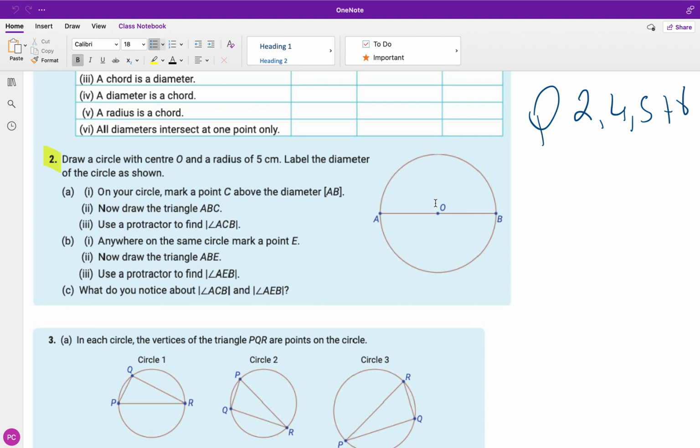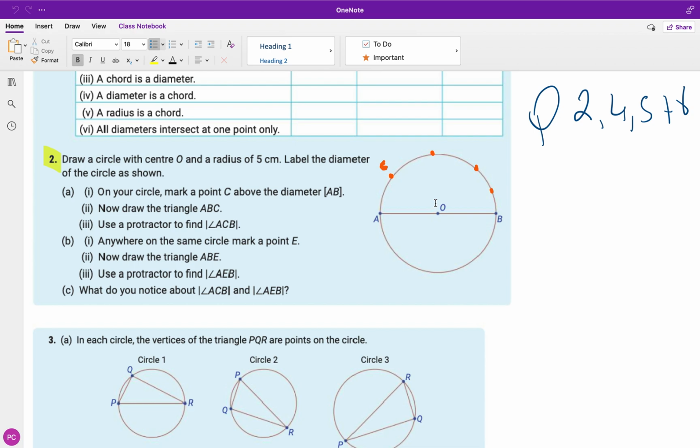So what we're going to do, if you have the circle there, now it says draw a circle, but they've given us one. Label the diameter of the circle as shown. We have A and B. On your circle, mark a point C above the diameter A and B. So all they want you to do there is mark a point C anywhere. I could put the point C there, or there, or wherever I want. So if I pick the one nearest the A, it doesn't matter. You're correct no matter where you put it. So I've put the point C there.